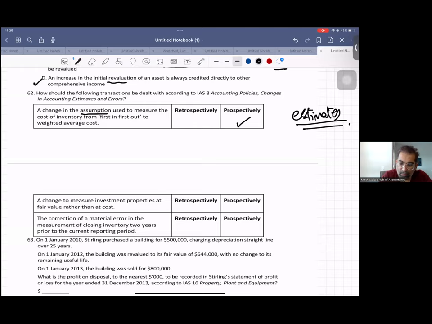Previously we were valuing at cost. Now we are shifting to fair value. This is a change in policy. This is a change in accounting policy. And yes, changes in accounting policy should be adjusted retrospectively.